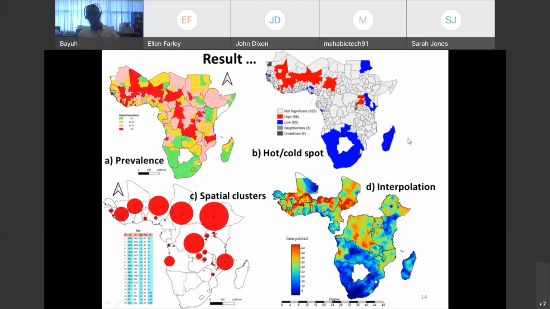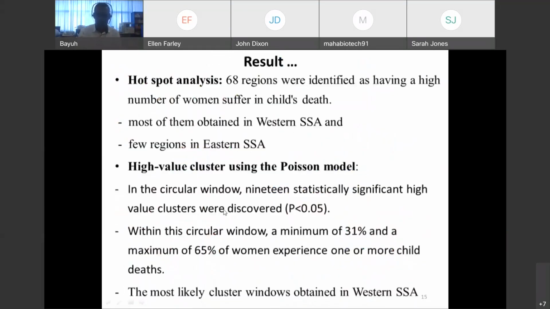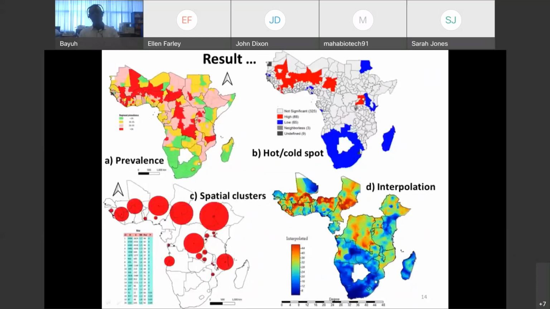And the next indicator is used for hotspots and cold spots, or high and low values, of mothers who suffer child death. The red color indicates the hotspot, or the high value compared to the surrounding regions, not their own surface. This is found mostly in Western Sub-Saharan Africa, and some in Eastern Sub-Saharan Africa, but mostly in Western Sub-Saharan Africa.